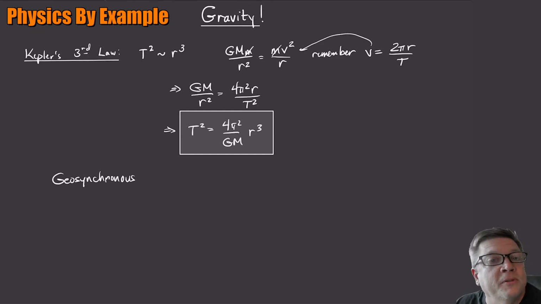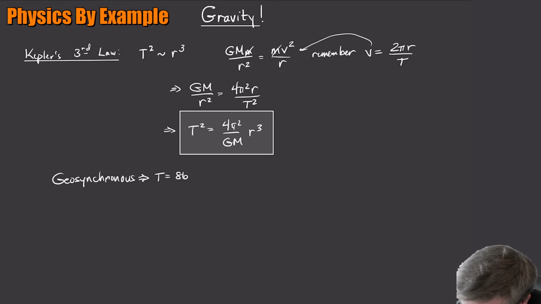So that's really useful. If you want to communicate with the satellite, you want to make sure it doesn't move, right? It stays in the same place. So satellites in geosynchronous orbit are a fixed distance away from the Earth. Let's figure out what that is. Geosynchronous means that T is 86,400 seconds, right? One day. So I can solve for R.